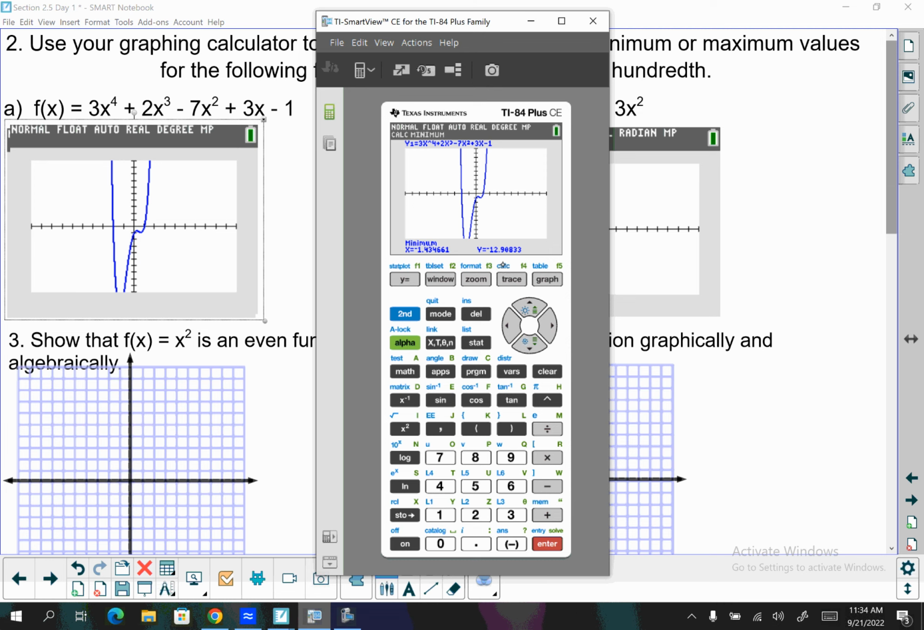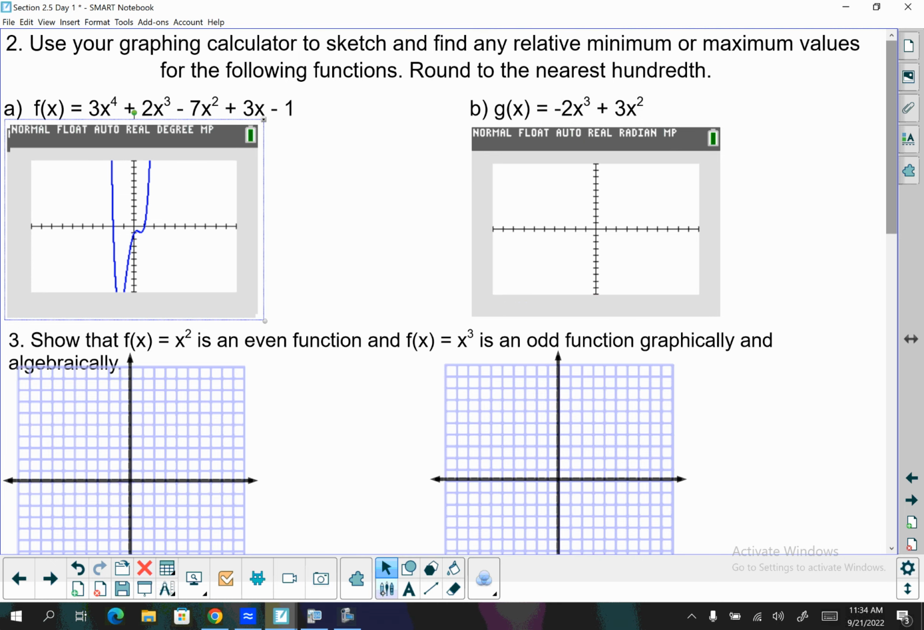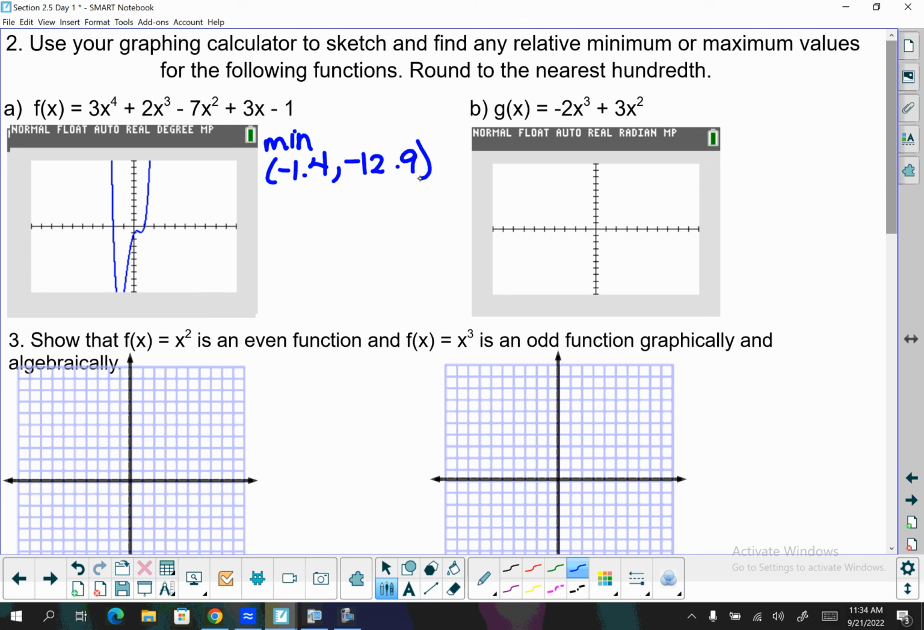Did everybody get that okay? We're going to do it 2 more times. Any questions on that process? Okay, so what was that? I'm just going to do 1 decimal place. Negative 1.4 and negative 12.9. It says thousandth at the top. I'm not going to mess with that right now.